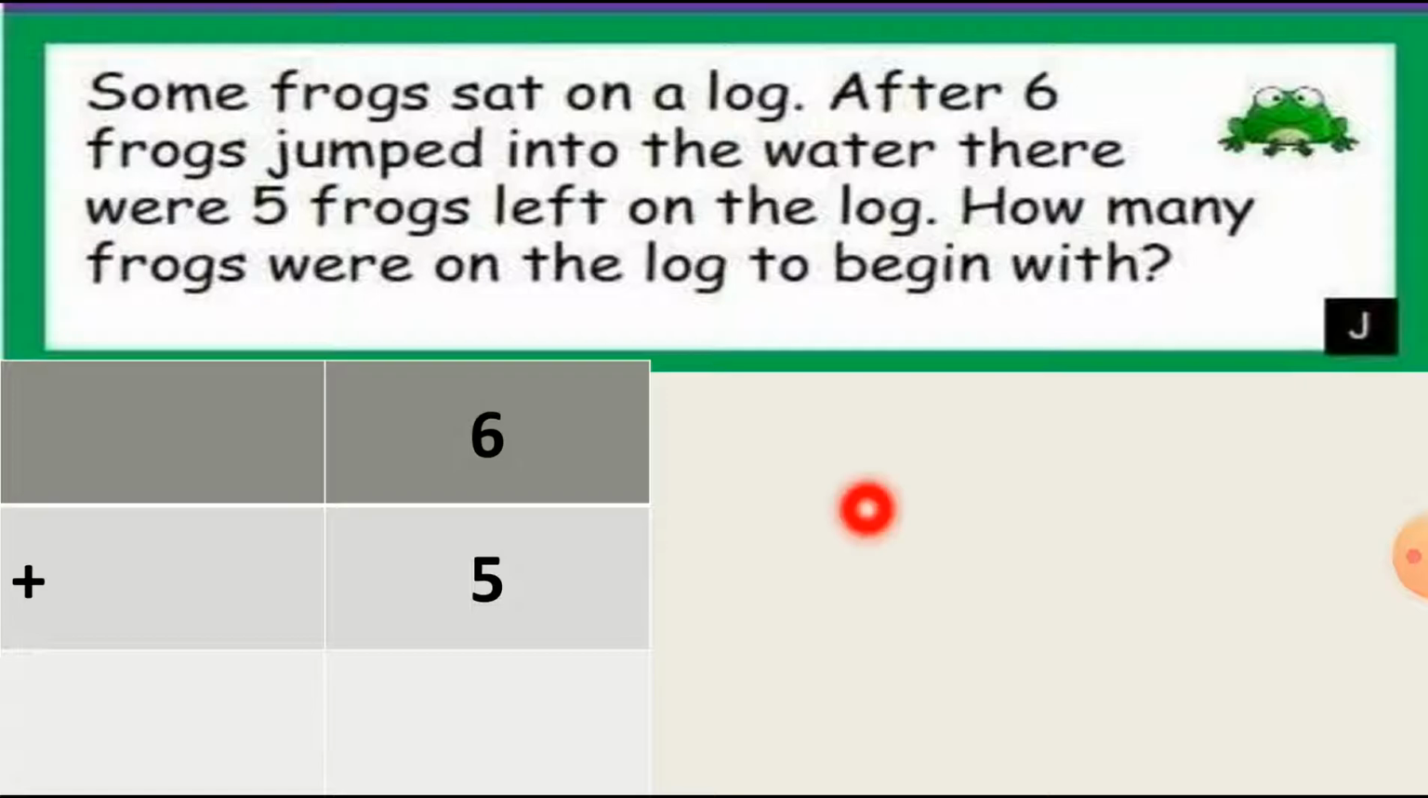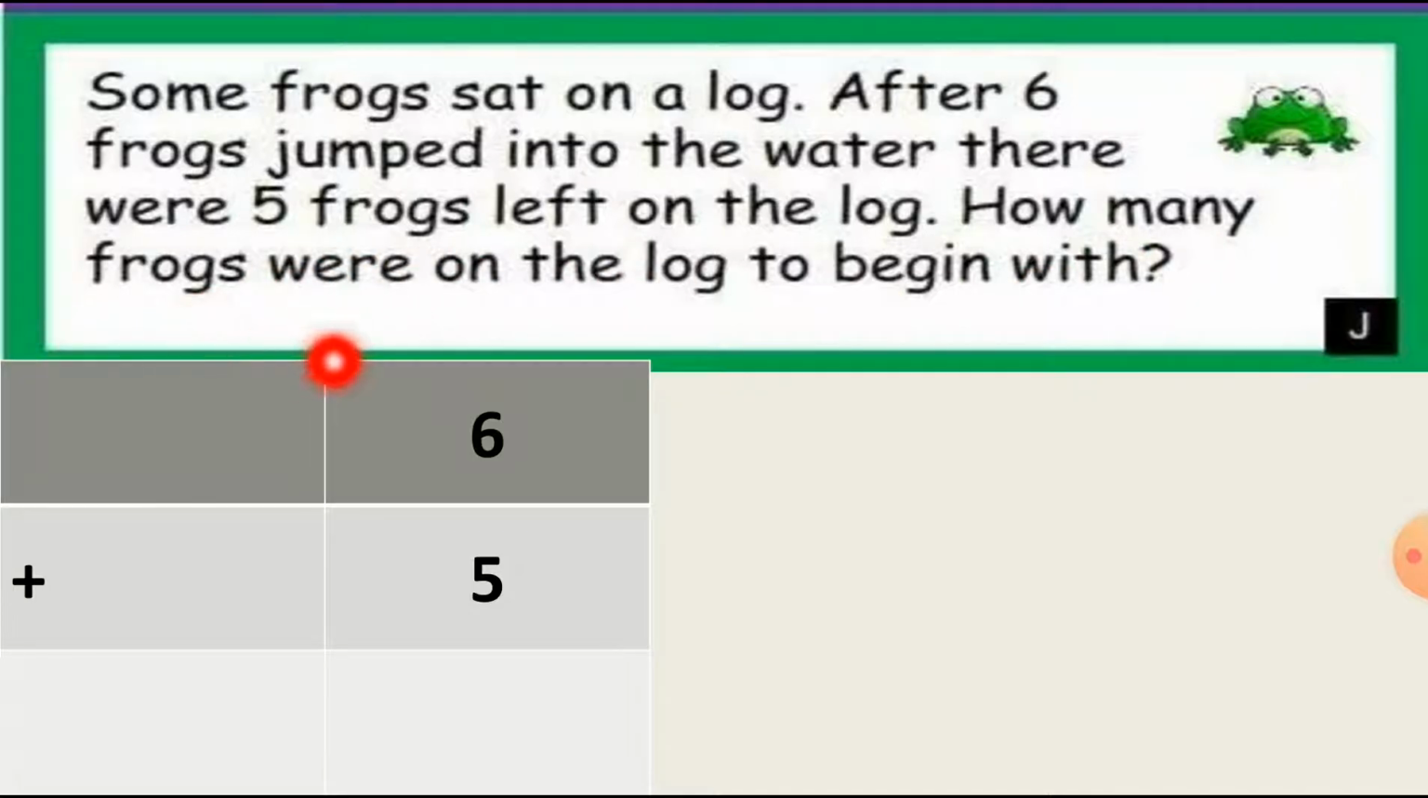Next sum for you. Some frogs sat on a log. You all have seen the frogs, but what is the meaning of log? I will show you in the picture what is the log. After 6 frogs jumped into the water. Some frogs sat on the log. There are some frogs. There are no particular digits there. But after 6 frogs jumped into the water, there were 5 frogs left. So from the some frogs, 6 frogs jumped into the water and 5 frogs left.